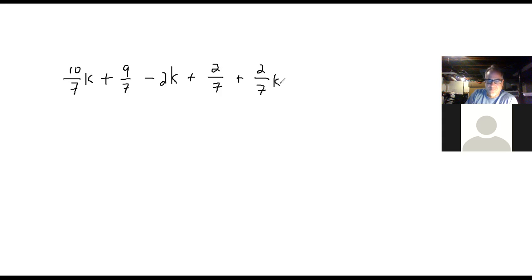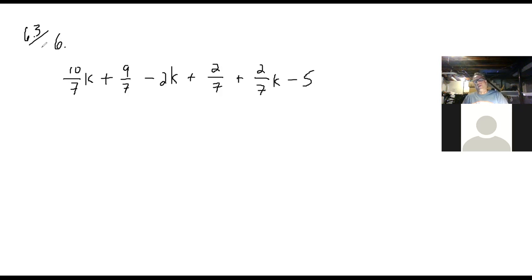So the problem looks like this. It just simply says simplify. And you have 10/7 k plus 9/7 minus 2k plus 2/7 plus 2/7 k minus 5. Yep, that's it. Okay, all right. So I thought that's what you were getting at. This is actually number 6 on 6.3.